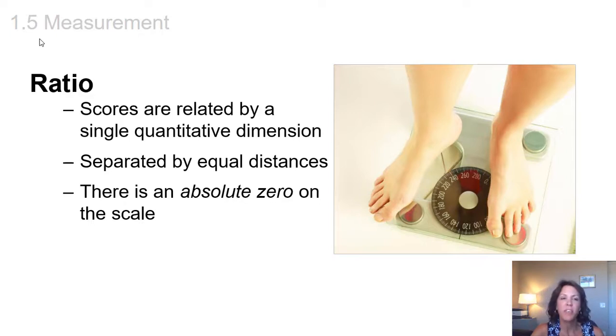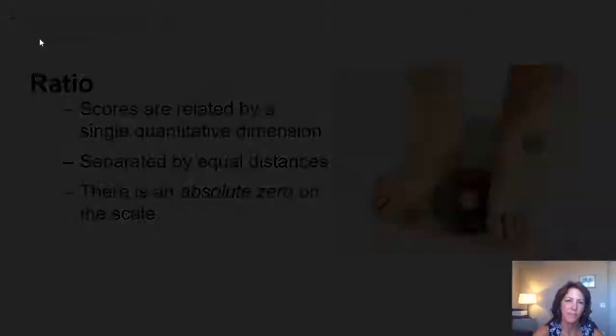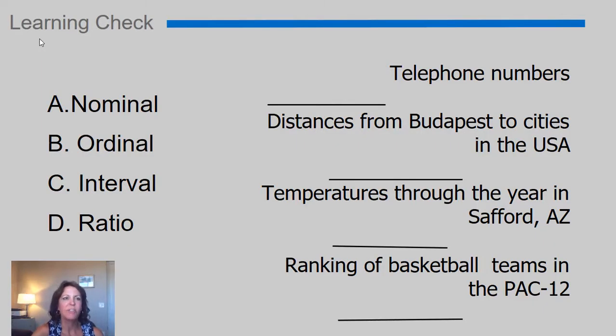But let's think of some things that are examples of ratio scales. Well, a scale that you might weigh yourself on has an absolute zero, and all the increments are equal distance. Time is an example of a ratio scale. Weight, length, your scores on maybe a standardized test such as the SAT or the GRE. Anything that has an absolute zero to it and equal distances between the points on the scale is a ratio scale.